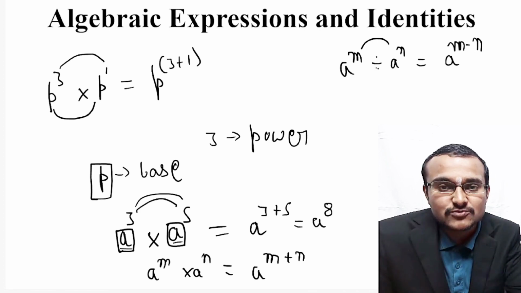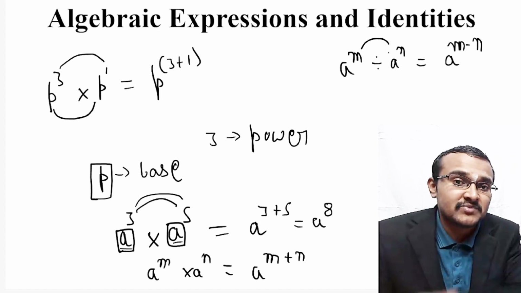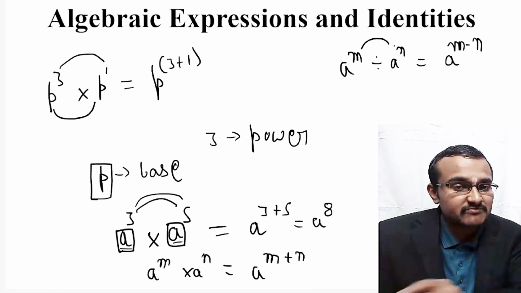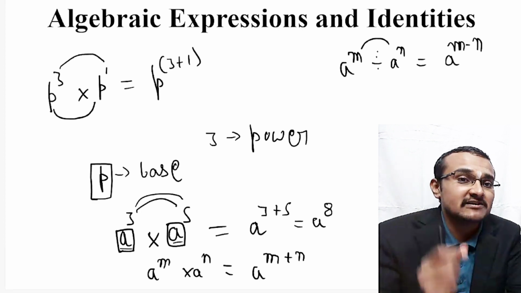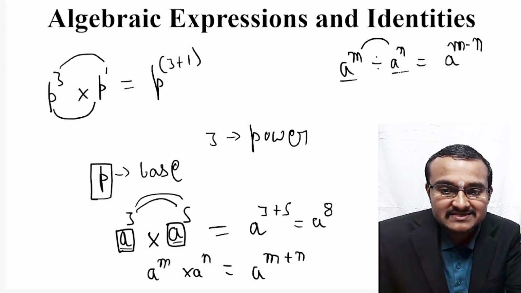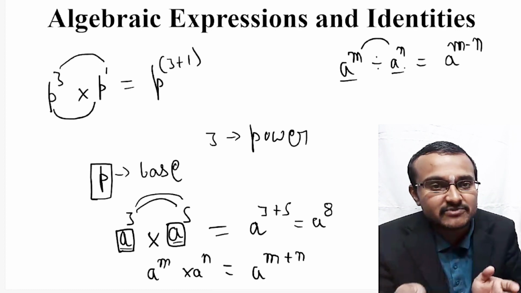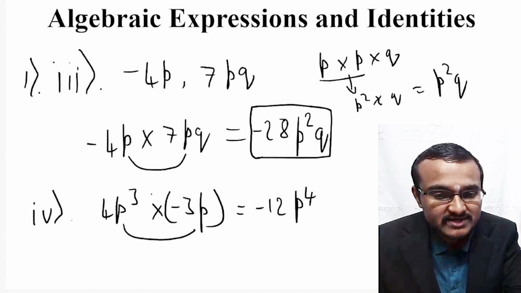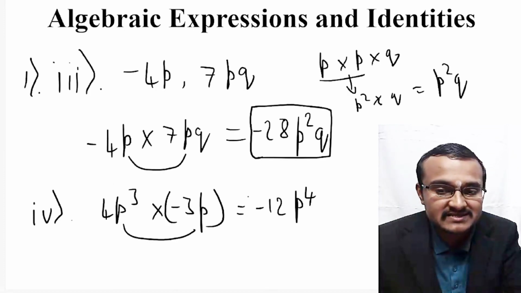So whenever multiplication is there, you can perform addition between the powers. Whenever division is there, you can perform subtraction between the powers, only if the base of those two terms is the same. Here a is there, here also a is there, the base is the same, hence I am performing the operation between powers. So coming back to this fourth question, here also p cube and p are there.